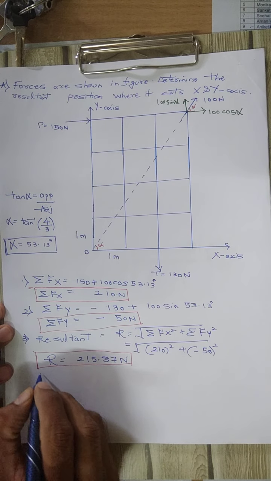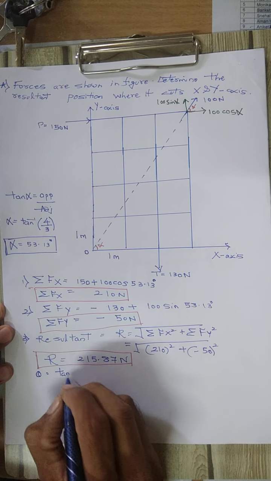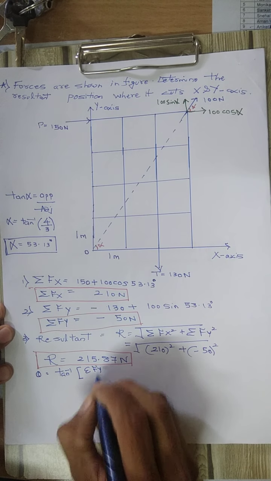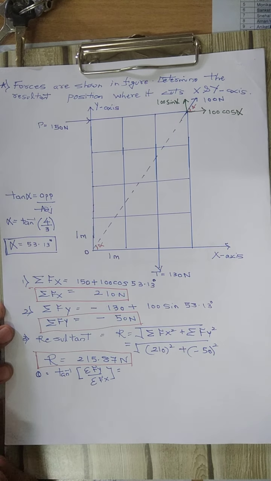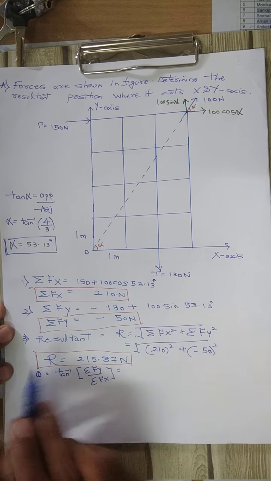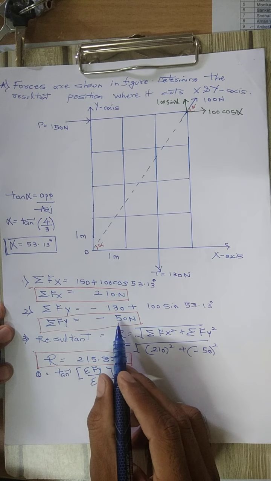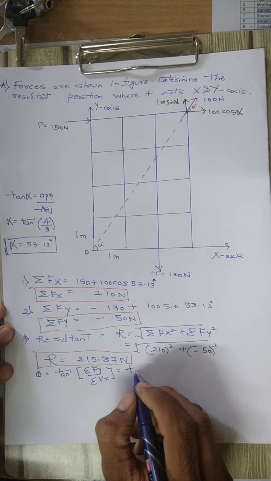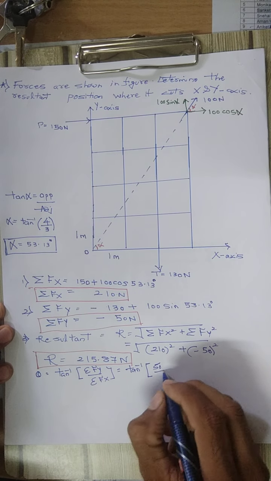What is the angle made by the resultant? Again the same concept: theta is equal to tan inverse of the summation of Fy over the summation of Fx, all y components and all x components. So tan inverse of Fy, which is 50, divided by 210. While finding out theta, we should not use the plus and minus sign. We directly divide, so tan inverse of 50 divided by 210.